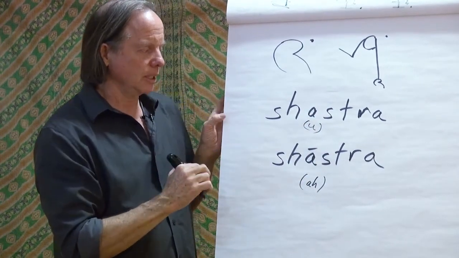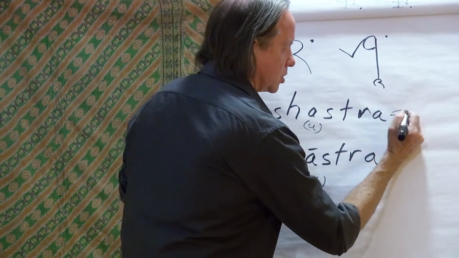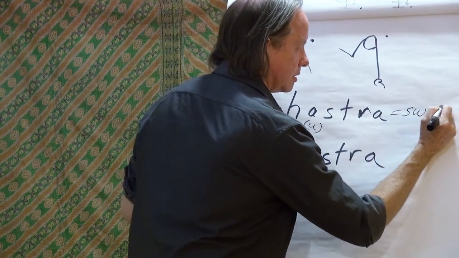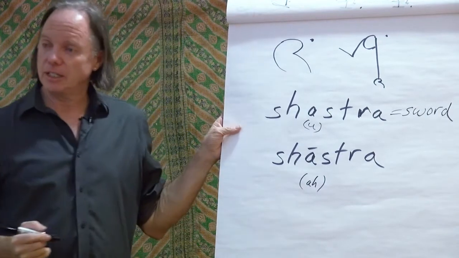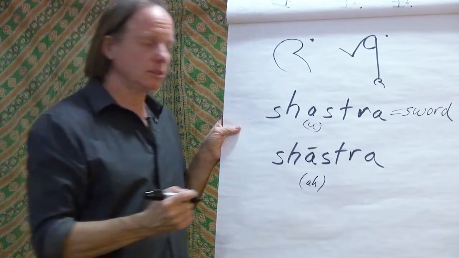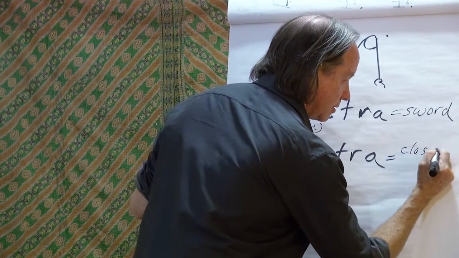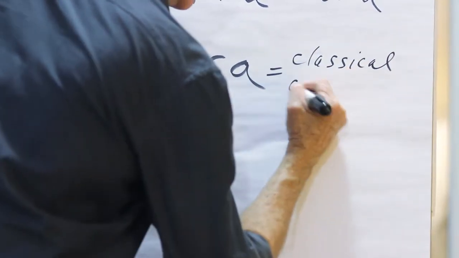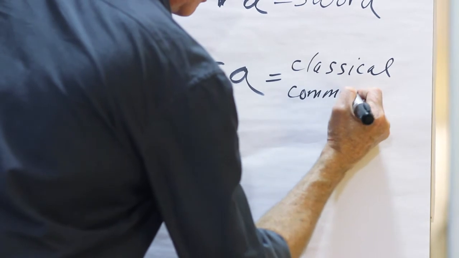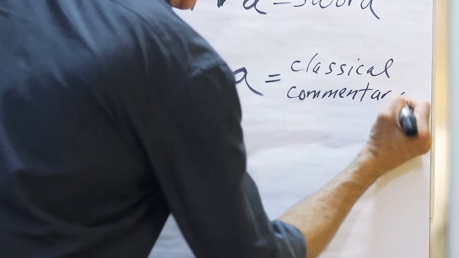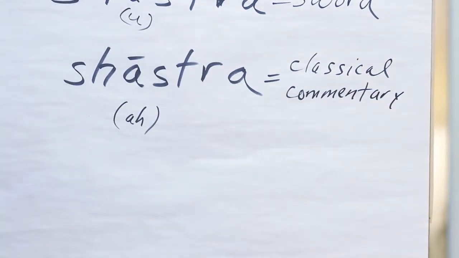Why was it important? The word Shastra means sword. The word Shastra means classical commentary. Why are we talking about that now?